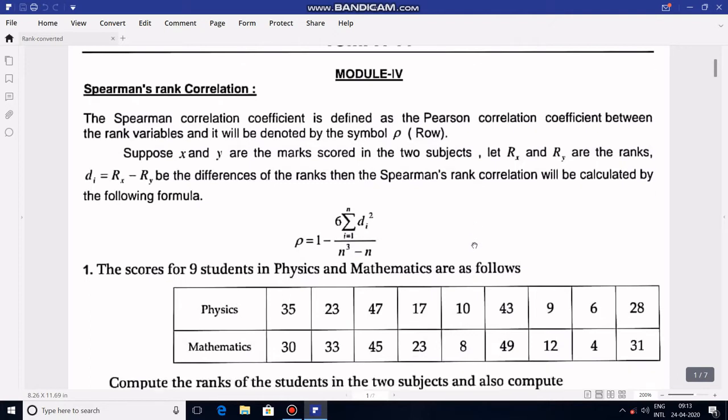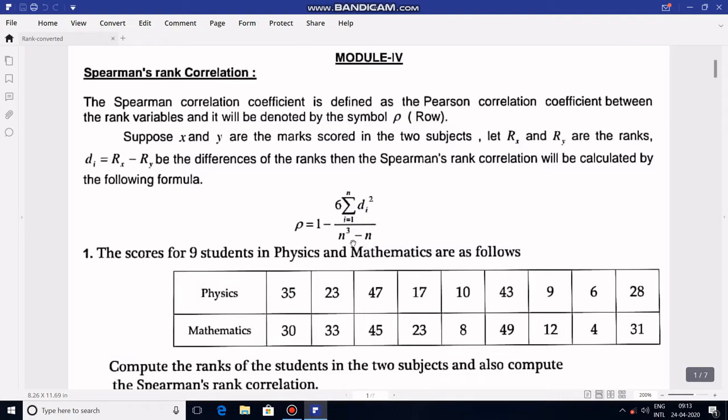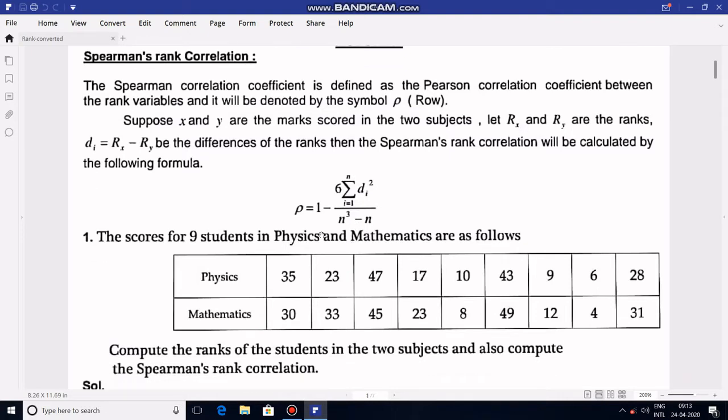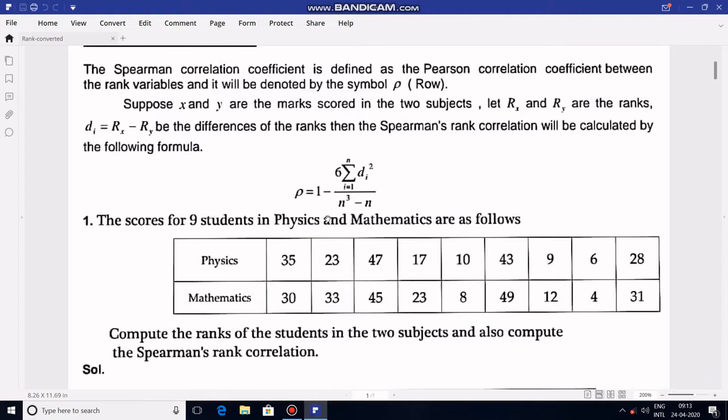That is given by rho is equal to 1 minus 6 times the summation over i equals 1 to n of di square, upon n cube minus n, where rho is called Spearman's rank correlation coefficient, di is the differences of the ranks, n is the number of observations or the number of items. Here the rank correlation coefficient rho will always lie between -1 and +1.